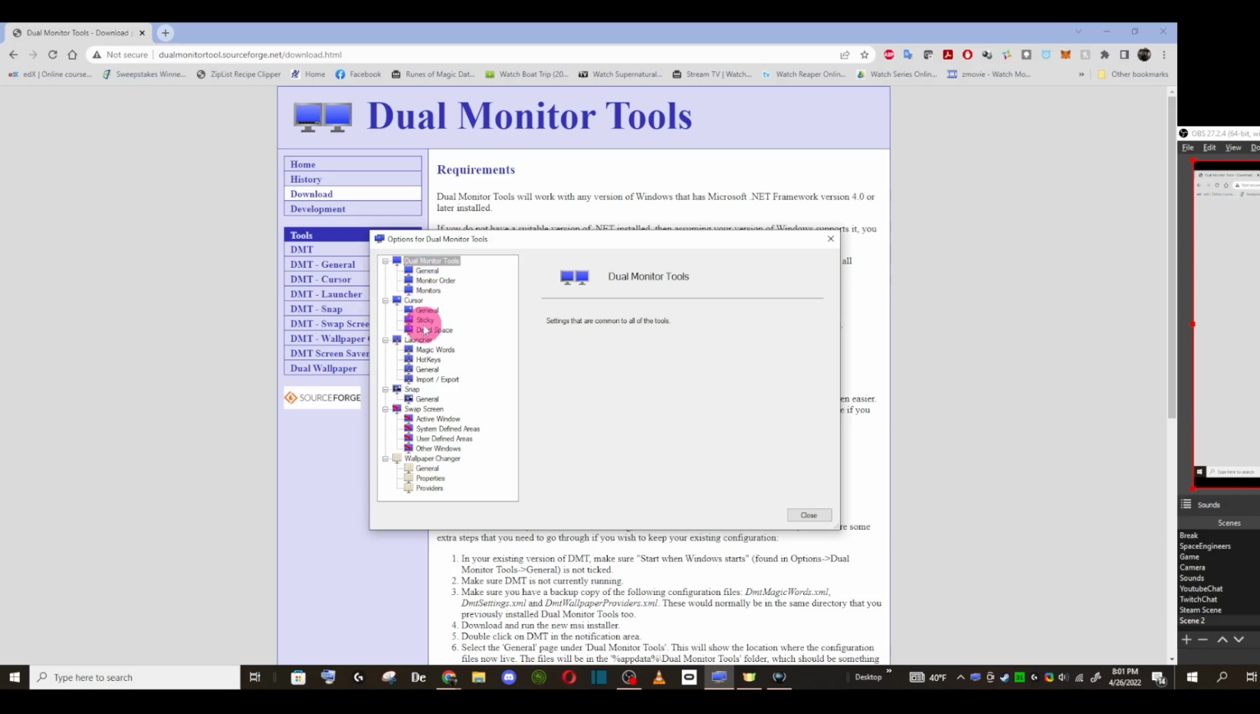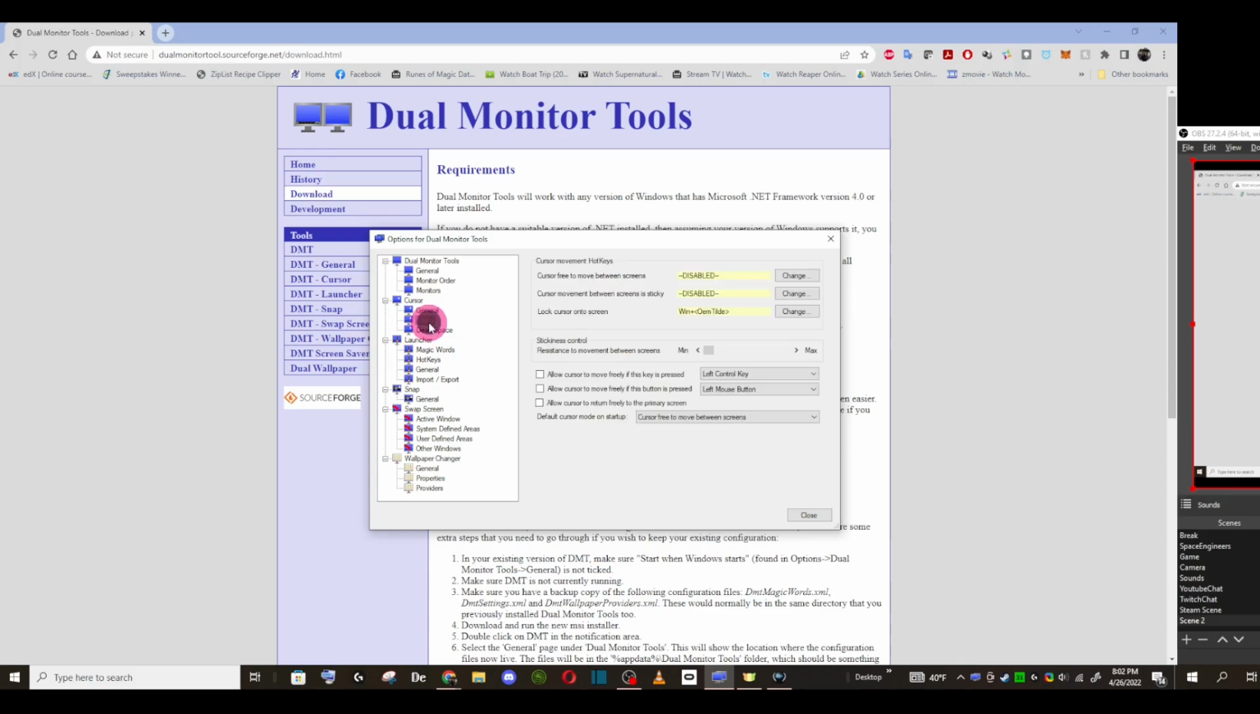And it has a few options here. The one that we're worried about for fixing Empyrion, and you should look through these tools, because some of them you might find useful. But the one we're worried about right now is under cursor, sticky. We're going to come in here, and you've got a couple of options. Cursor free to move between screens. I don't have a hotkey for that. Cursor movement between screens is sticky. I don't have a hotkey for that. This one right here, lock cursor onto screen, is the one that we are particularly caring about.